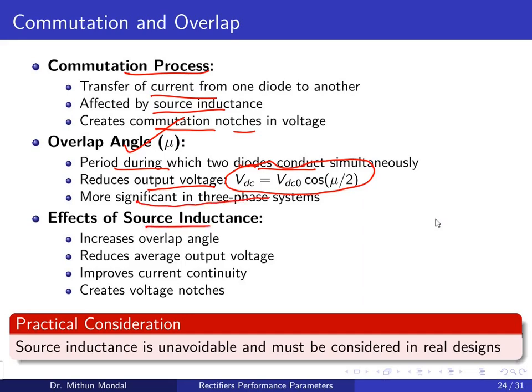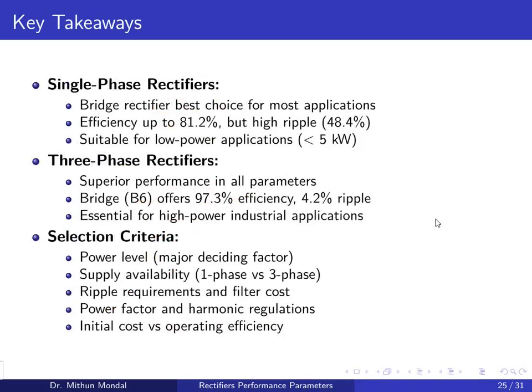So there are certain effects of source inductance. It will increase the overlap angle, reduce average output voltage, improve the current continuity, and it will create the voltage notches. So for practical consideration, the source inductance is unavoidable and must be considered in real design. So inductance plays a very important role. This is the source inductance. We need to do the proper design. Otherwise, we will have voltage notches and there will be a reduction in the output voltage, and it will create problems in the commutation as well.